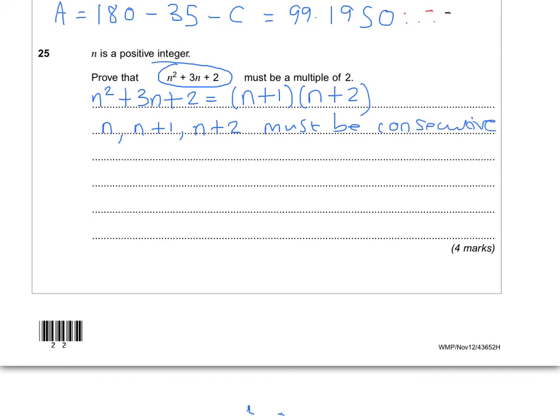Now this means that either n is even and then n plus 2 is even, or if n is odd, then n plus 1 must be even. Either way, one of n plus 1 or n plus 2 must be an even number, so when you multiply them together, you're multiplying an even number and another number, which means that the overall product must be a multiple of 2.